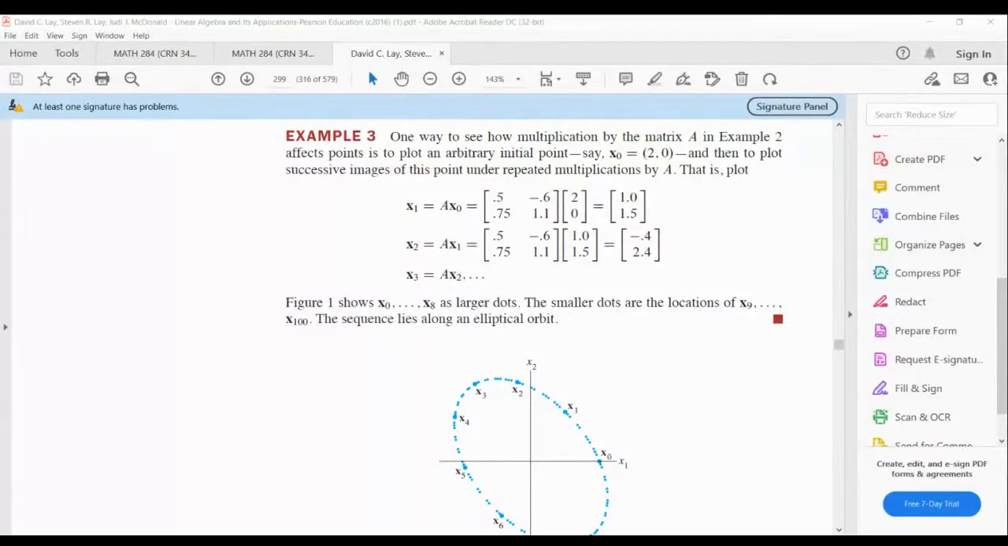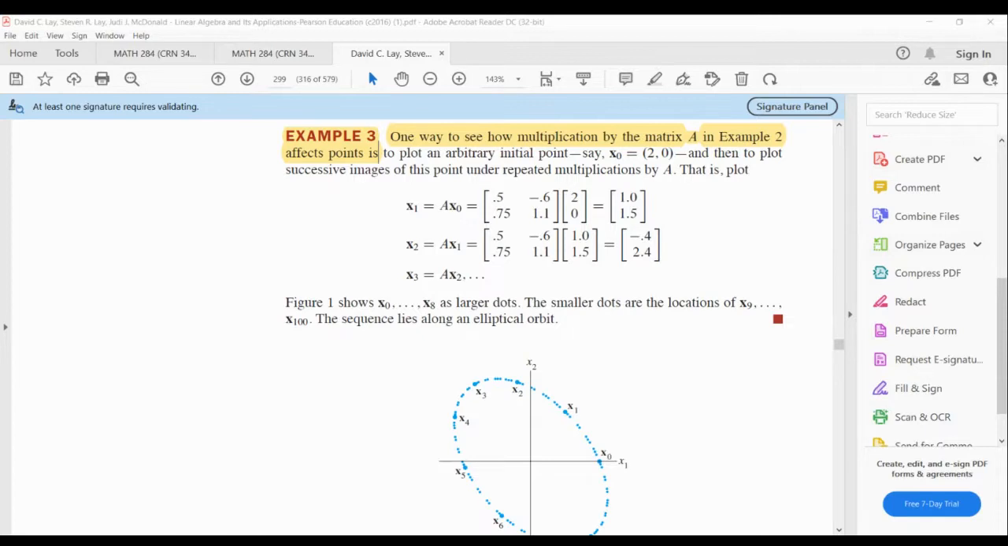Okay, so we are continuing section 5.5, and we are looking at some more examples here. One of the examples is example 3. Remember, when you multiply a vector by a matrix, you're doing a transformation on that vector. And in example 2, there was a matrix that had complex eigenvalues and complex eigenvectors.